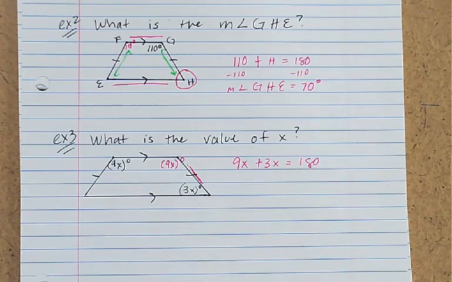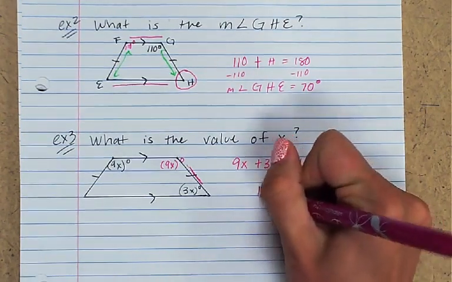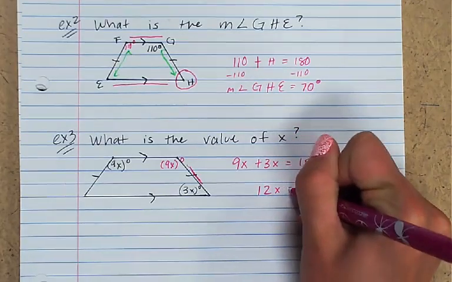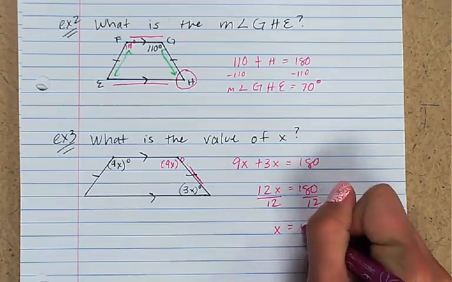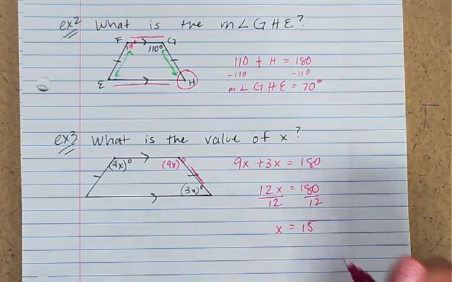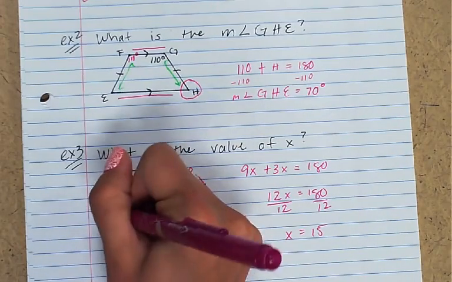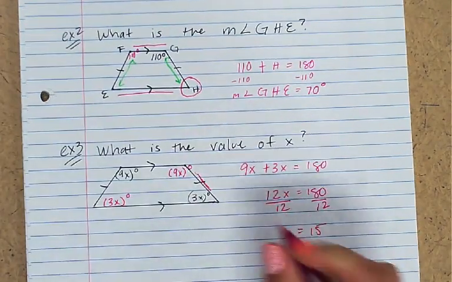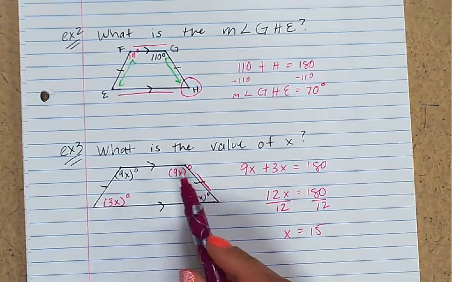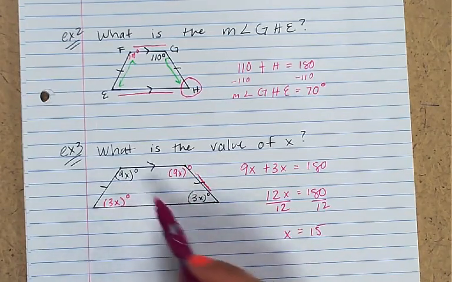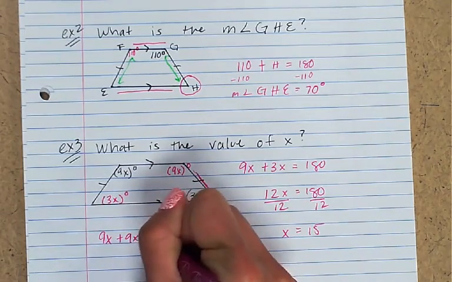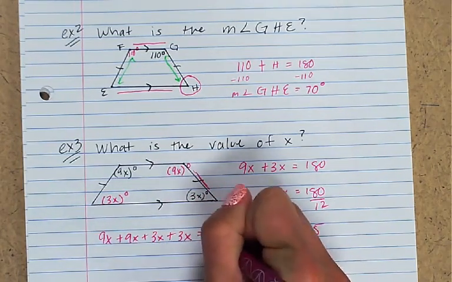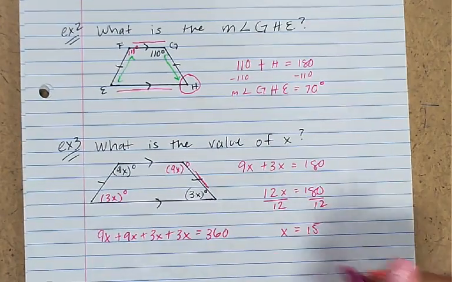So from there, if we combine our like terms, 9x plus 3x is 12x, and divide both sides by 12, we'll get that x is 15. The other way that you could do it is also copy the 3x degrees right here. And remember, on all quadrilaterals, if you add up all their angles, all of them, it has to add to 360. So similarly, we would just go 9x plus 9x plus 3x plus 3x has to equal 360. And then you would put those together and solve, and you will still get 15 for that.